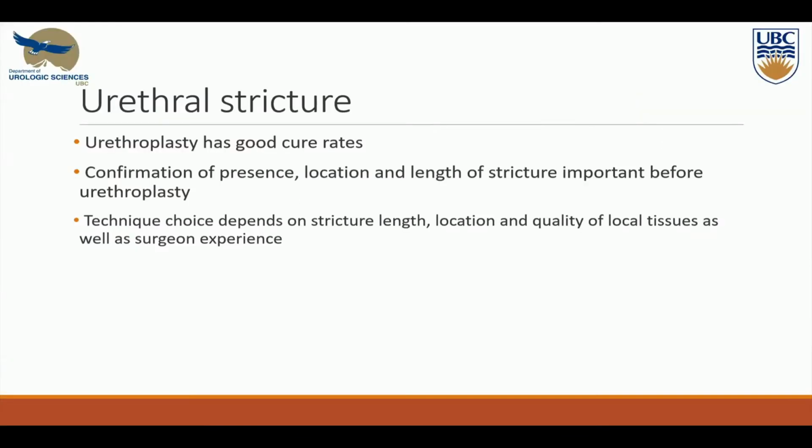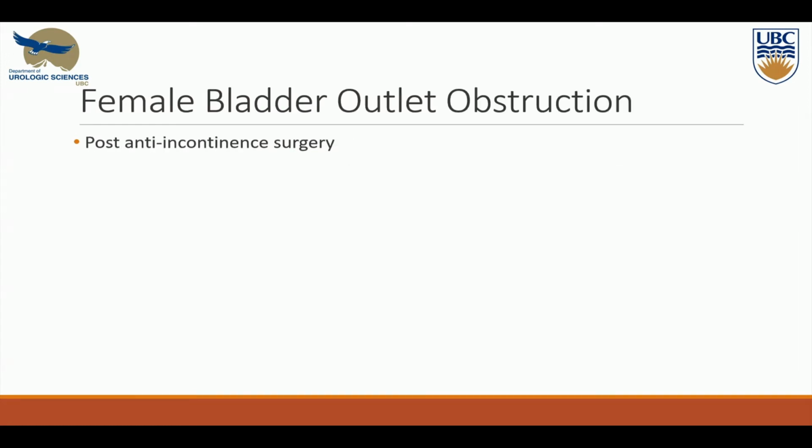Okay, perfect. So, that was a nice little video on dorsal graft placement for female stricture disease. Urethroplasty in general has very good cure rates, and it is important to confirm the presence, location, and length of the stricture before you do urethroplasty. Again, the technique choice depends on the length of the stricture, the location, and the quality of the local tissues, as well as surgeon experience and preference.